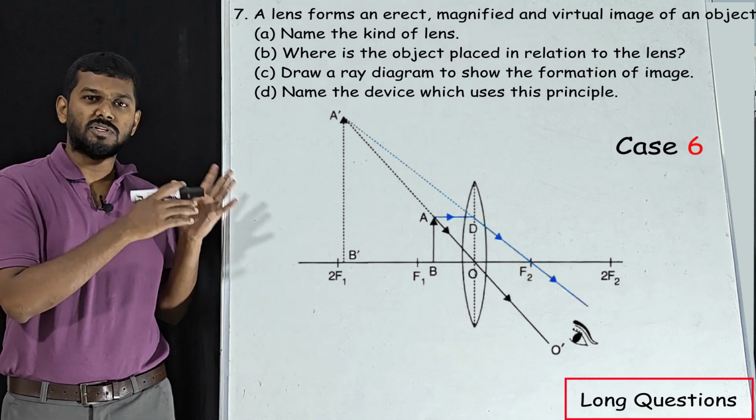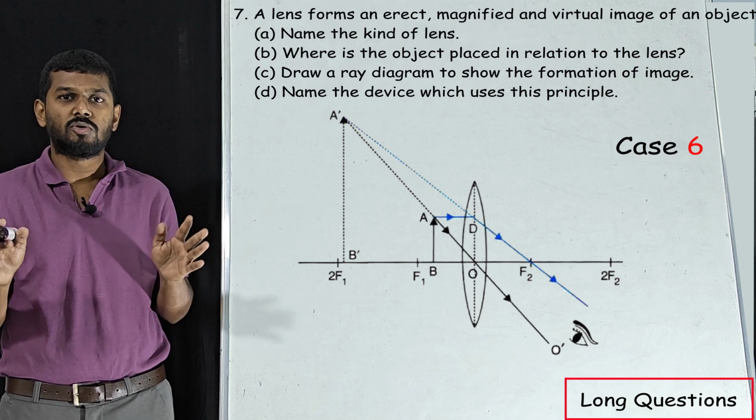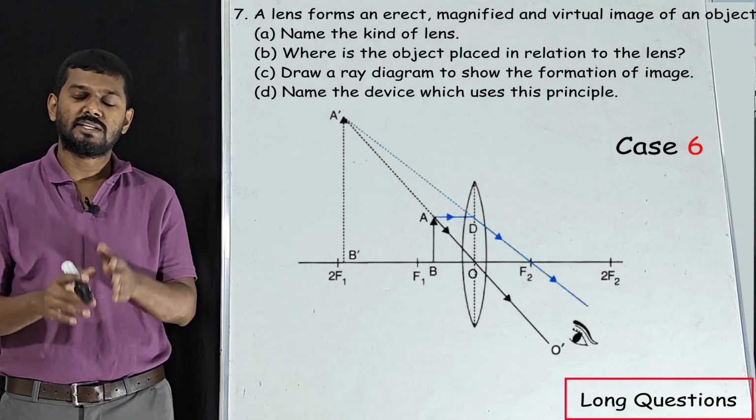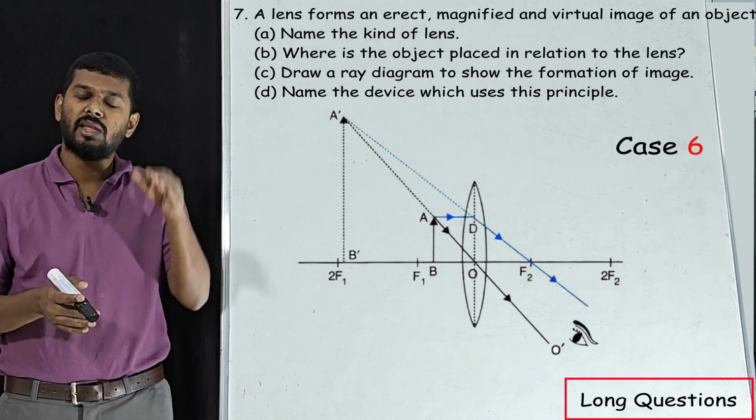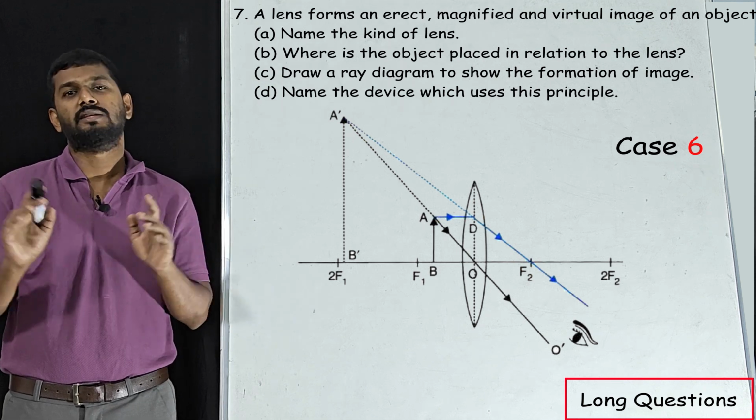If you analyze the question properly, it is direct question only. Now this question we are going to skip because there is no change in the question. This is case 6 of convex lens. That is what we have learnt in concept video. The concept video, you know where the link will be. It is always available in the description box.